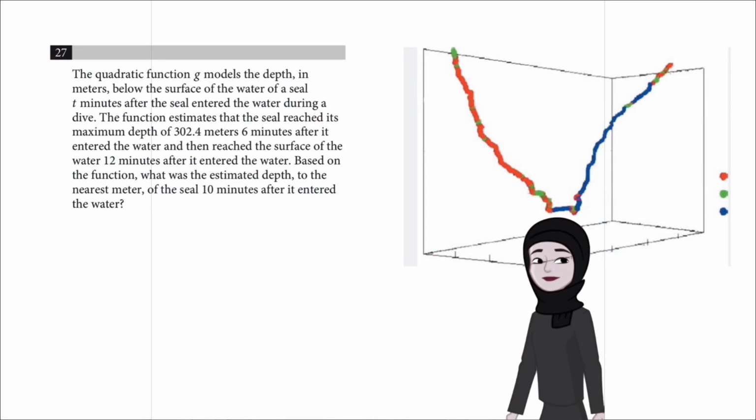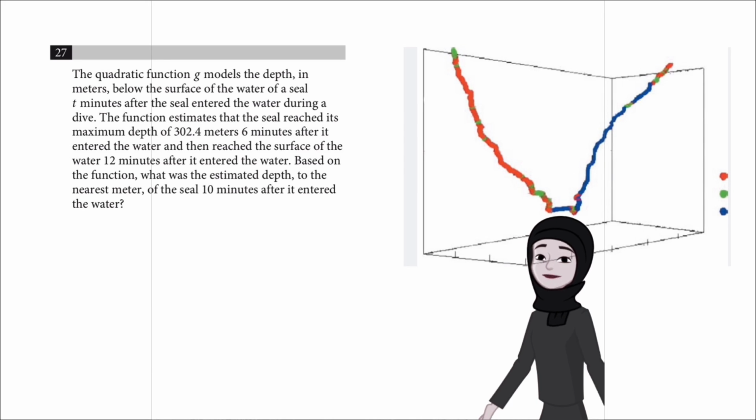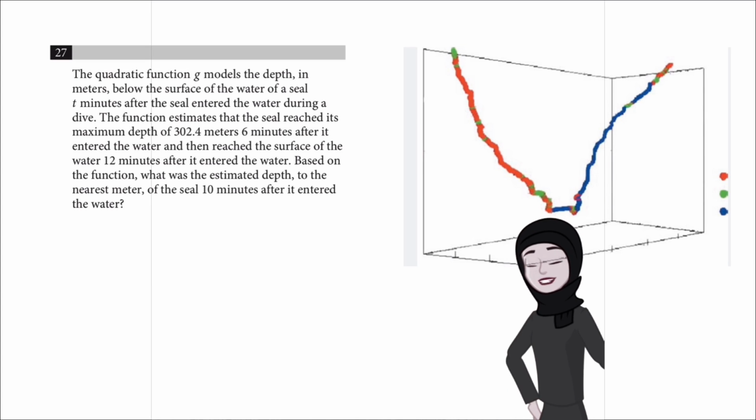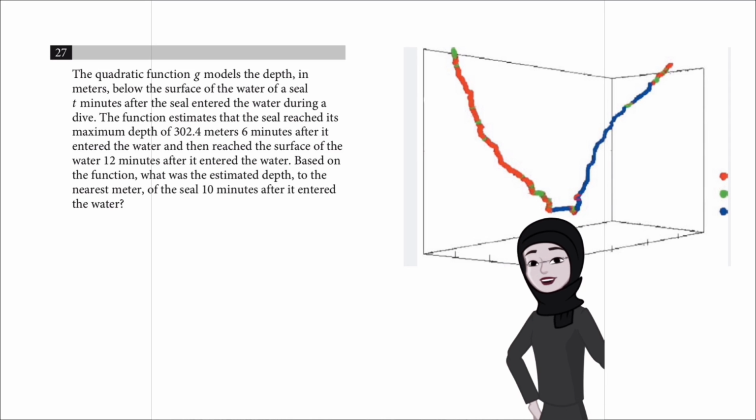Number 27. The quadratic function g models the depth in meters below the surface of the water of a seal t minutes after the seal entered the water during a dive. The function estimates that the seal reached its maximum depth of 302.4 meters 6 minutes after it entered the water and then reached the surface of the water 12 minutes after it entered the water.